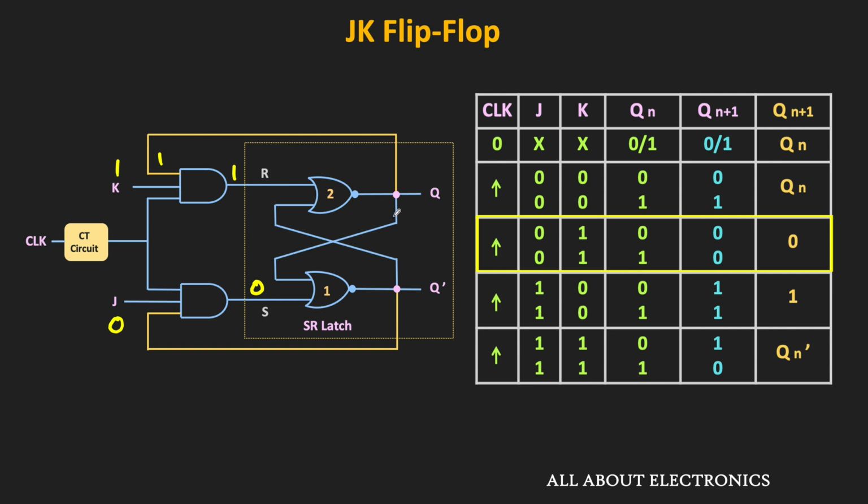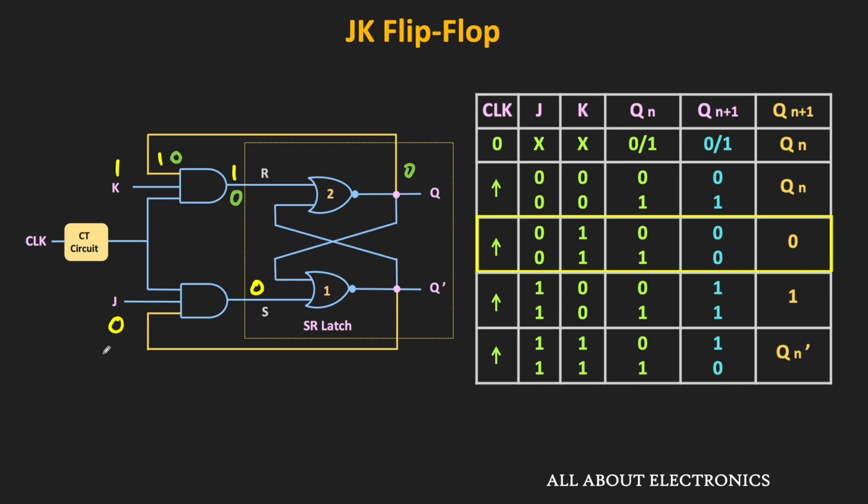On the other hand, if initially Q is 0, then the same 0 will also appear over here. In that case, the output of this AND gate will be equal to 0. So if Q is 0, with K is 1 and J is 0, the output of these two AND gates will be 0, and the flip-flop will retain its current state. As you can see, for both possibilities of the Q output, when J is 0 and K is 1, the Q output will remain 0.